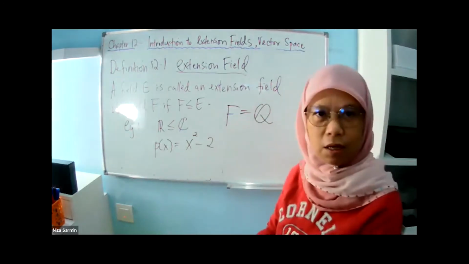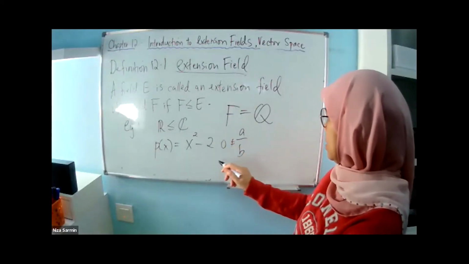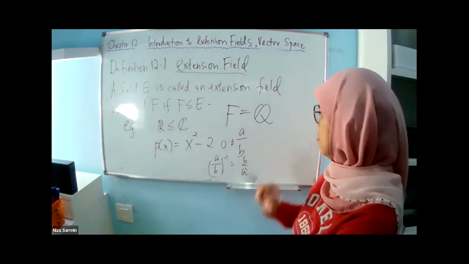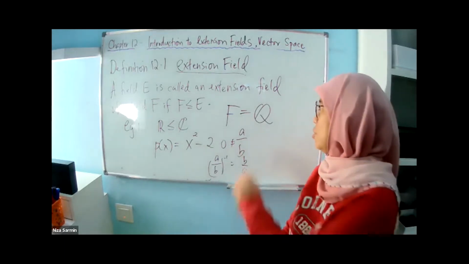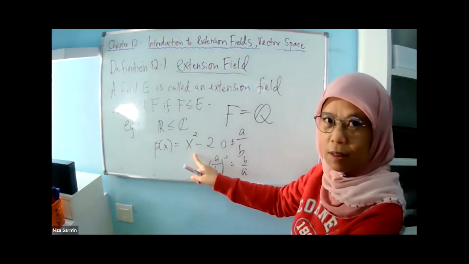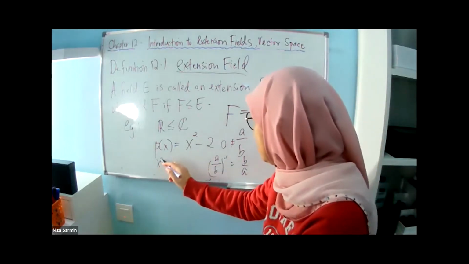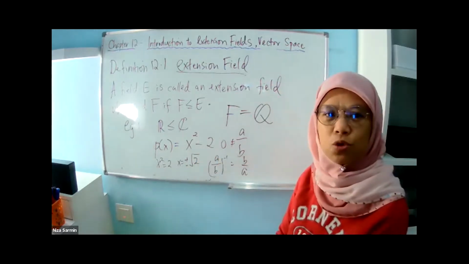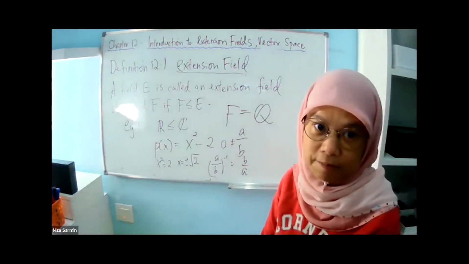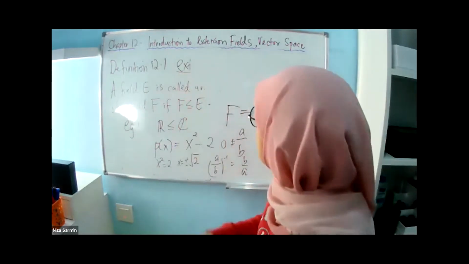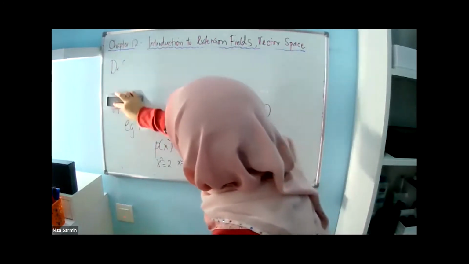So for the rational numbers, yes. If a over b is not zero, what is the inverse? The inverse is b over a, non-zero. So this is a field. How do I add to this to get the zeros of this polynomial? So you see, square root 2, right? And square root 2 is not a rational number. This is another common question.